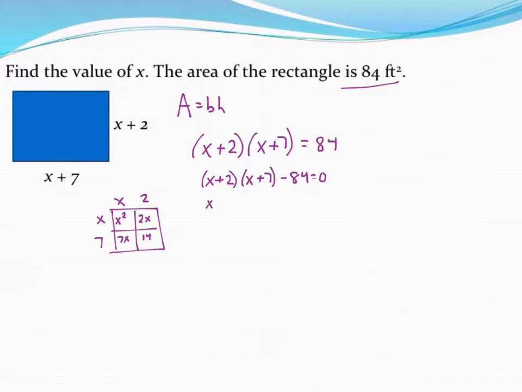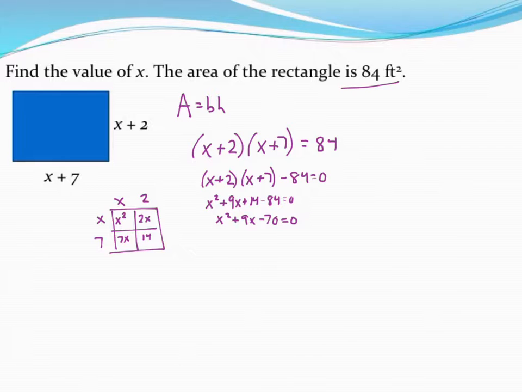So I've got an x squared. My x terms would add up to 9x. 2x plus 7x is 9x, plus 14, and then minus 84 is equal to 0. So once I simplify that, I'm going to have x squared plus 9x minus 70 equal to 0. And finally, I'm at the spot now where I can refactor this problem and then solve it.